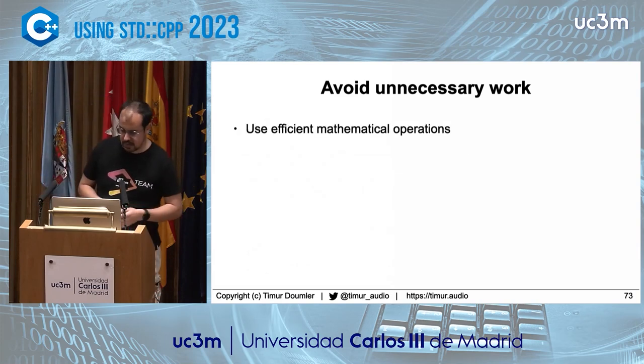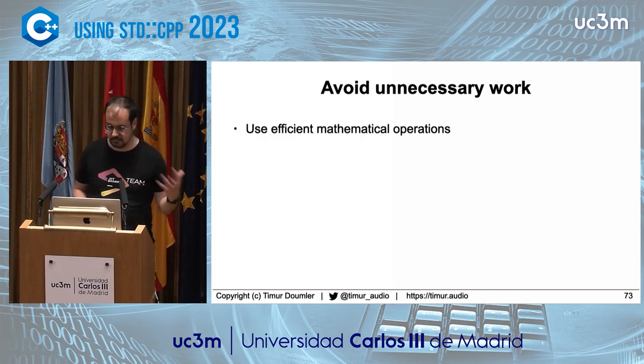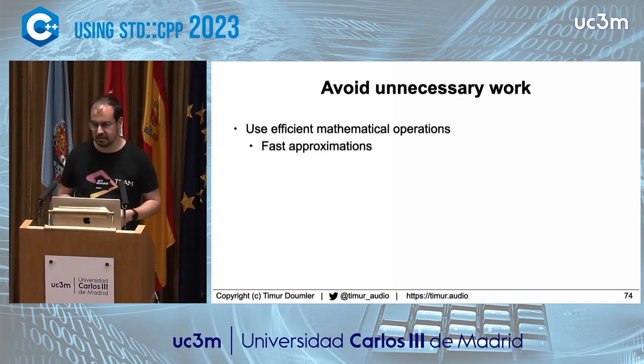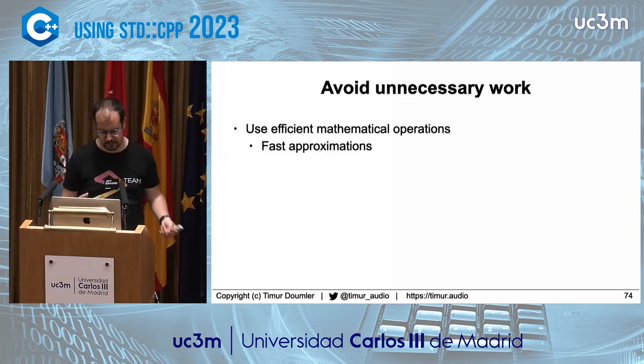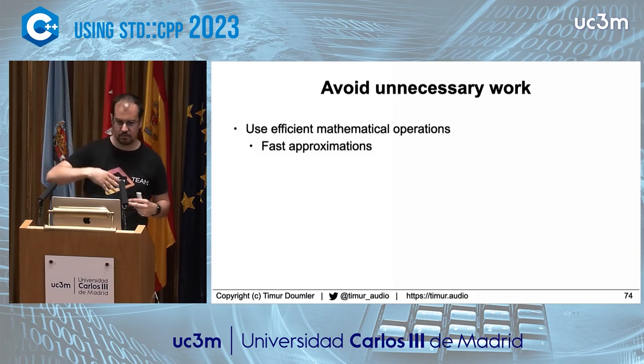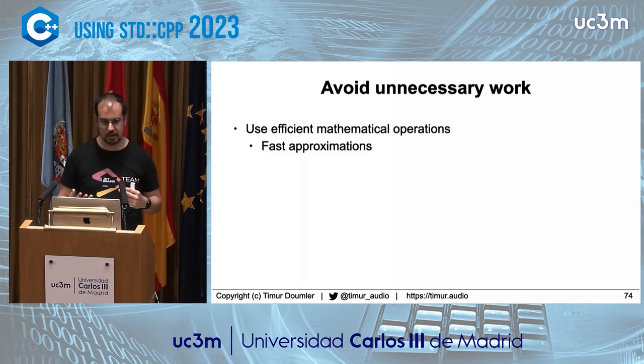Well, if you do math at runtime, you can use efficient mathematical operations, right? So one thing that a lot of people are doing is fast approximations. For example, in audio, you have to convert a lot between log scale and linear scale. So you have exponentiation and logarithm, which are very slow. So you can have a fast approximation of that that is good enough, but runs a lot faster.